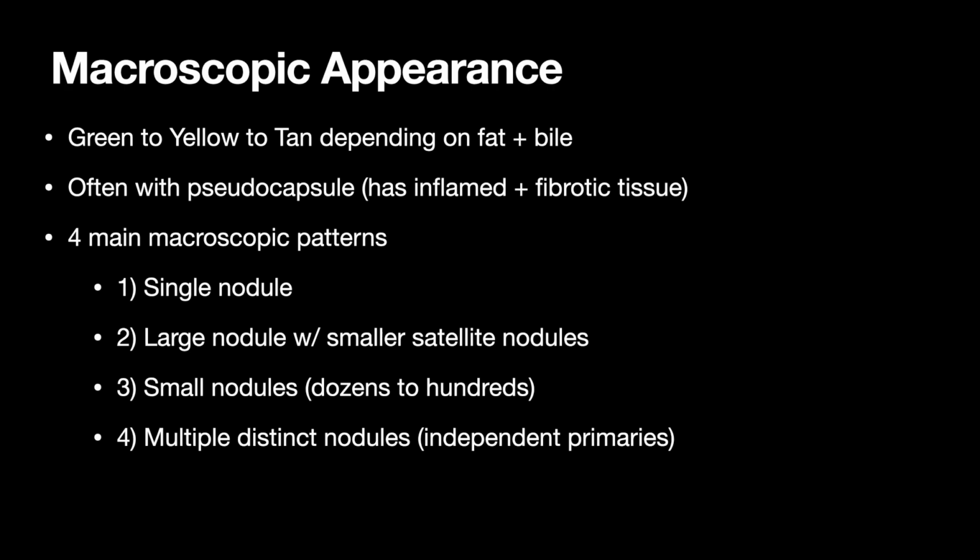Macroscopic appearance, it can be green to yellow to tan depending on the fat and bile content of the tumor. It often has a pseudocapsule, which is inflamed, and fibrotic tissue microscopically. And there are four main macroscopic patterns, including single nodule, large nodule with smaller satellite nodules, small nodules that can number from the dozens to hundreds, and multiple distinct nodules that are independent primaries.